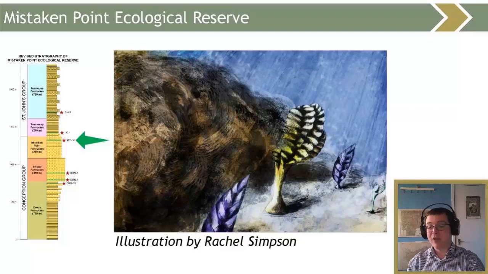And here is a lovely recreation, an illustration of this drawn by Rachel Simpson, a former undergraduate at the University of Plymouth on their illustration program, who worked with us a few years ago to really bring some of these stories to life. And there you can see a community of these strange, what we call rangiomorph organisms, living on the bottom of the deep sea, and this turbidite, this cloud of sediment coming in, pushing them over and burying them. As I say, bad day for them, brilliant day for us, because now we can study them in wonderful, wonderful detail.